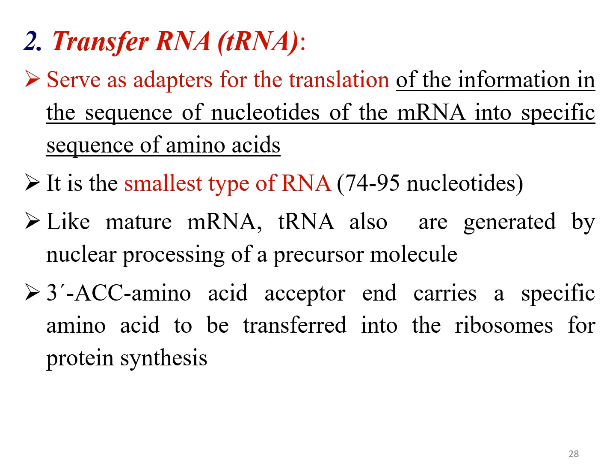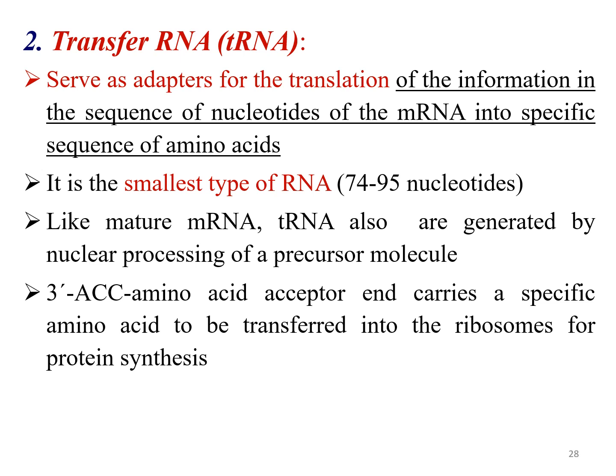Transfer RNA or tRNA serves as the adapter for translation of the information in the sequence of the nucleotides of the messenger RNA into a specific sequence of amino acids. It is the smallest type of RNA, with only 74 to 95 nucleotides, and like mature messenger RNA, transfer RNA is also generated by nuclear processing of precursor molecules.